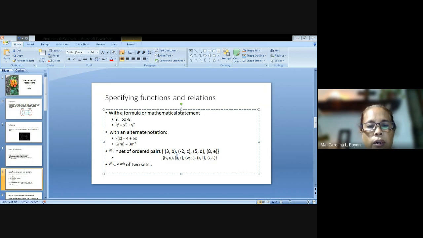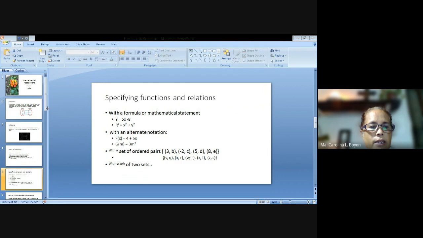Okay, or we graph two sets and provide the corresponding mapping, and that will specify for us the set of ordered pairs.